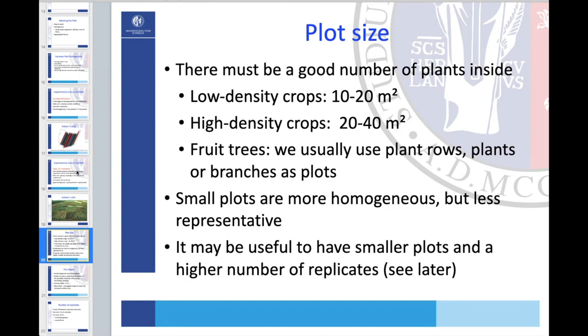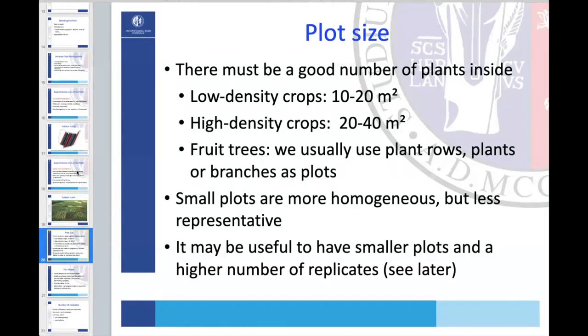If we think about maize, for example, maize has a density of roughly 7 plants per square meter. Clearly, if we have 10 square meters, we would have 70 plants, which is not that much. So we have to increase the size of the plot, reaching up to 20 or maybe better, 40 square meters. Well, with fruit trees, we usually use plant rows. We don't really use plots. We use plant rows, plant branches as plots. We use a different arrangement.